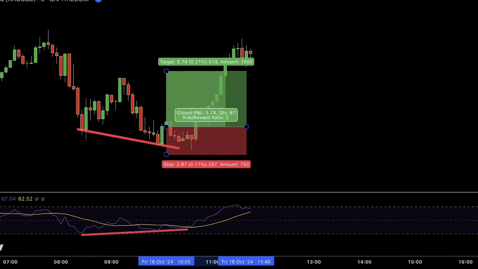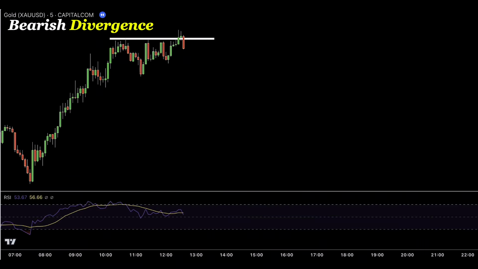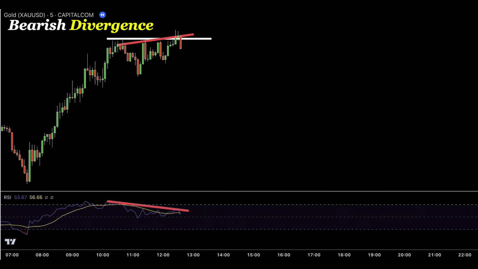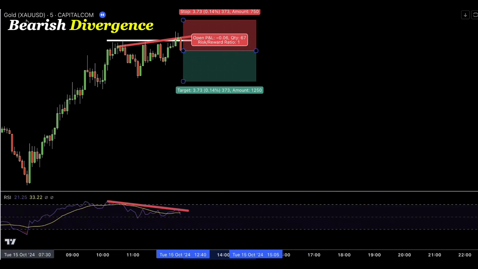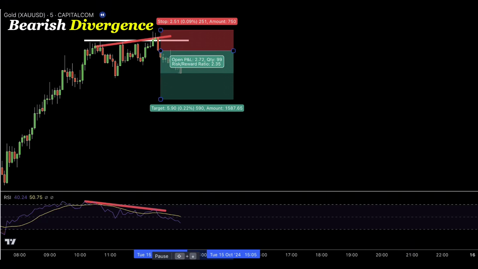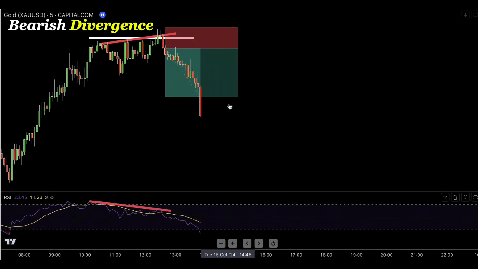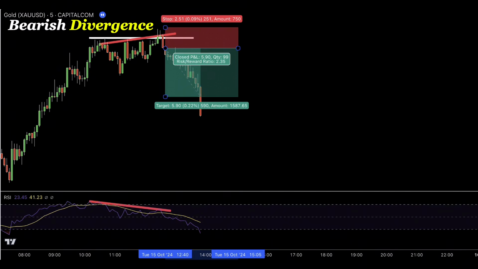Bearish divergence. Bearish divergence occurs when the market forms higher highs, while the RSI forms lower highs. This indicates that bullish momentum is fading, despite price continuing to move higher. In many cases, this can signal that a downward reversal is approaching. Pro tip: when drawing bearish divergence, connect the higher highs using the candle bodies instead of the wicks.